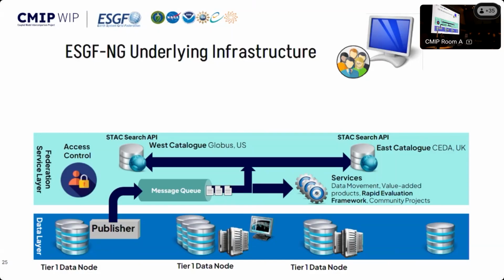And that's made possible by this message queue. So when the data node is ready to publish data, it goes into a message queue, and each of those two sites subscribe to that message queue and receive the publication information, so they get identical copies of that information. So we've got a West catalog and an East catalog. West is being hosted by Globus in the US, and the East catalog by CEDA in the UK.